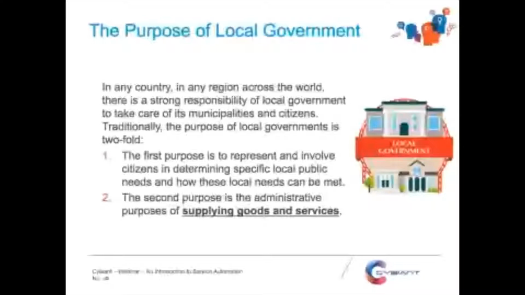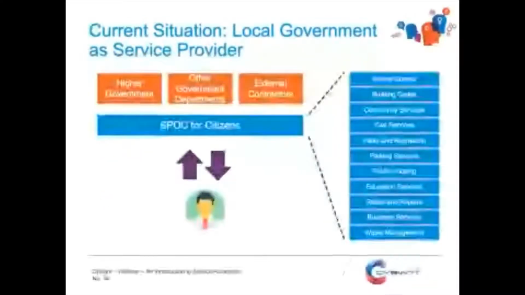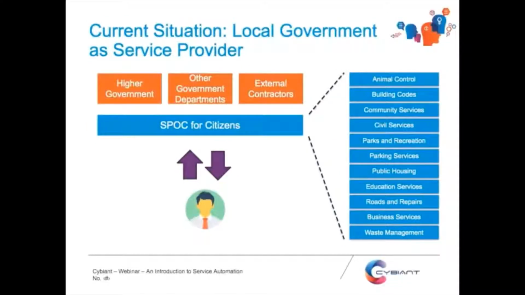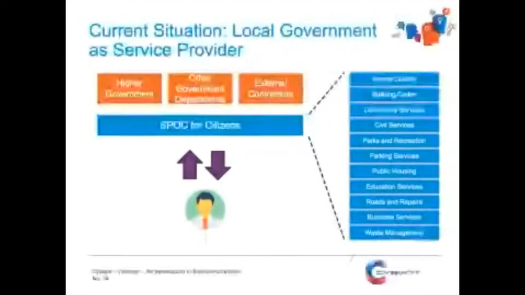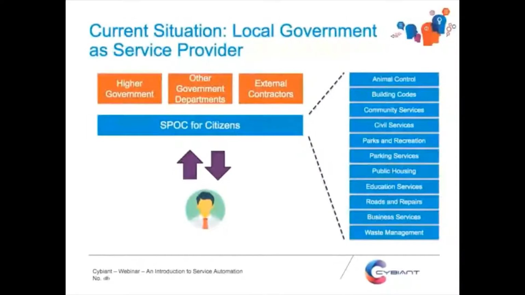On the slide in front of you, you see a typical setup of a local government. A local government needs to provide a lot of services to their citizens, which you see at the bottom. The local government, as such, acts as a single point of contact for all of the citizens in the city. Whether those citizens are very young or very old, whether they are well educated or not, whether they have been living in that particular city for years, or they have just recently arrived.